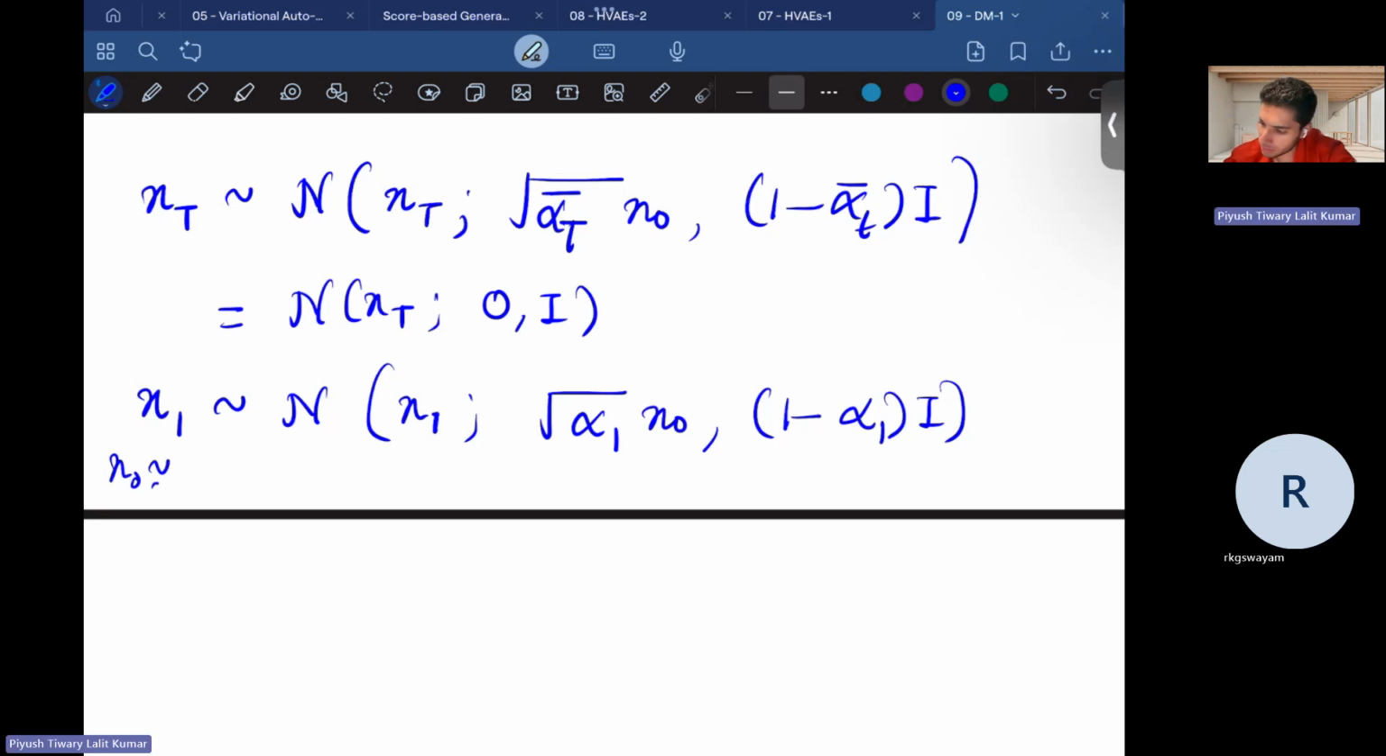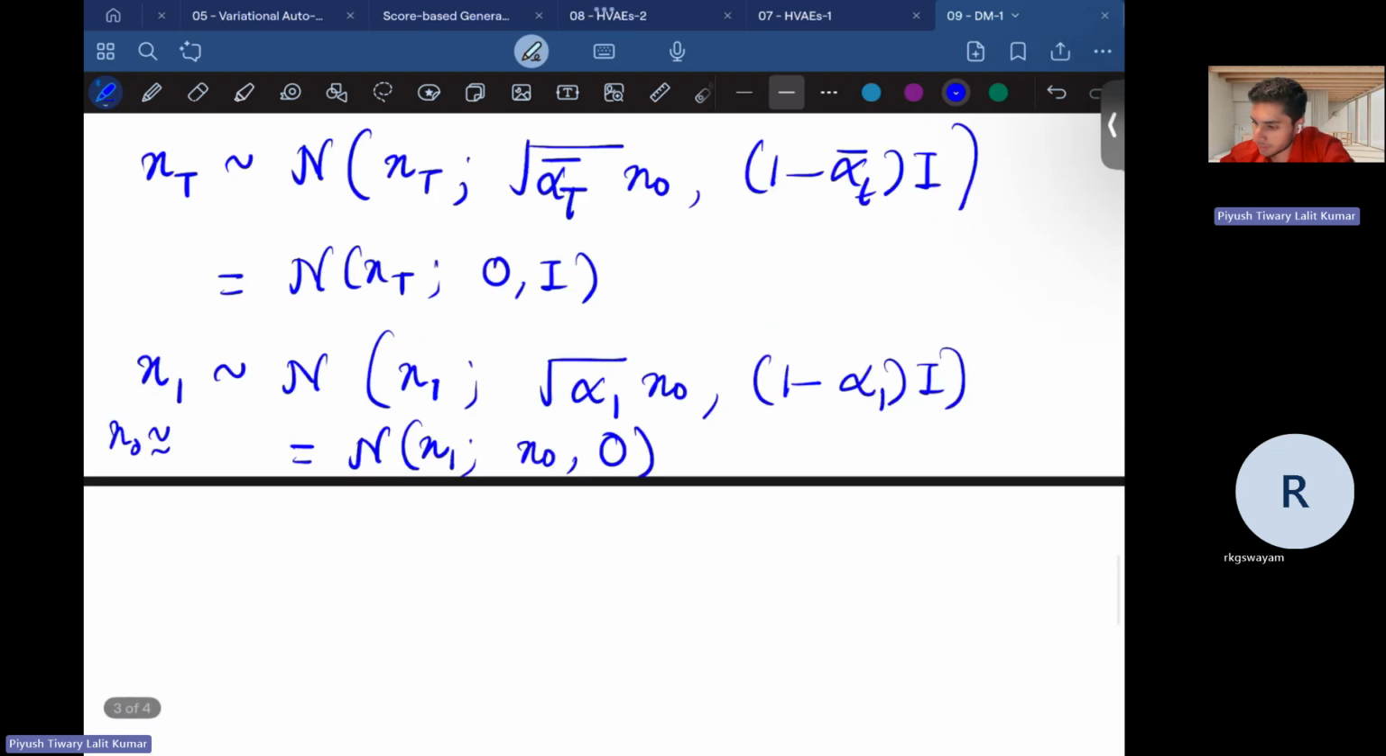In that case, what do you want this distribution to be equal to? You want this distribution to be Gaussian x1 with mean exactly x naught and zero variance, like a Dirac delta at x naught. This is just for the argument's sake. Strictly speaking, this is not correct, but I'm just trying to get an intuition of these alpha t's, alpha i's, and so on.